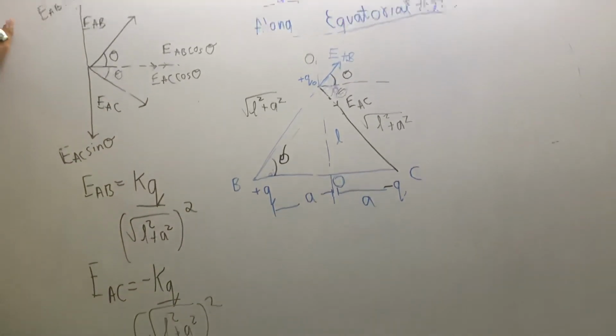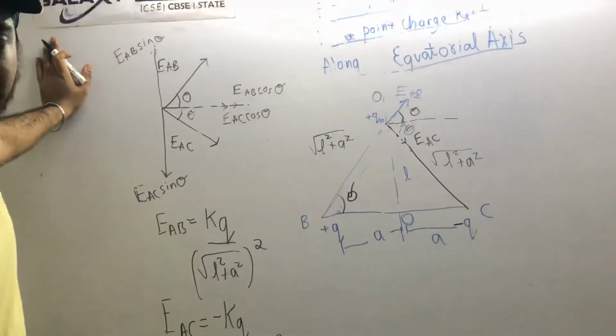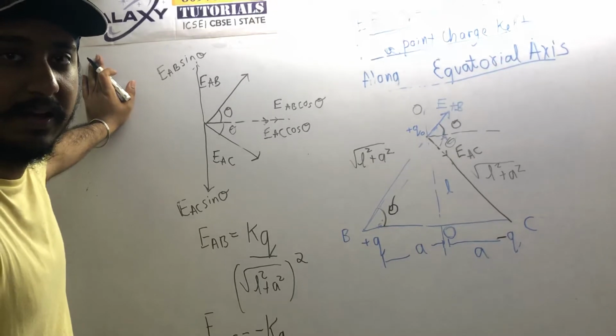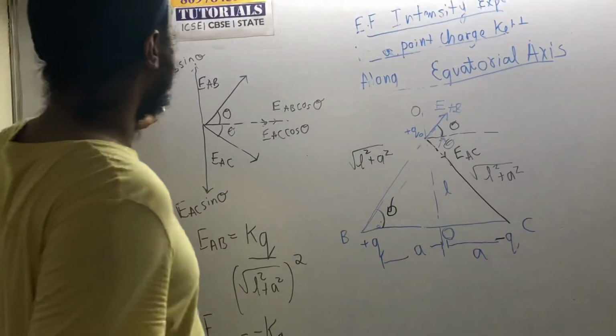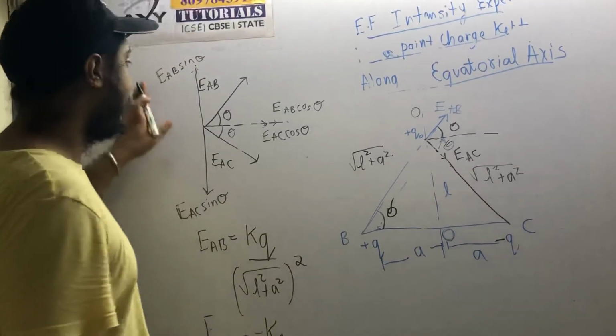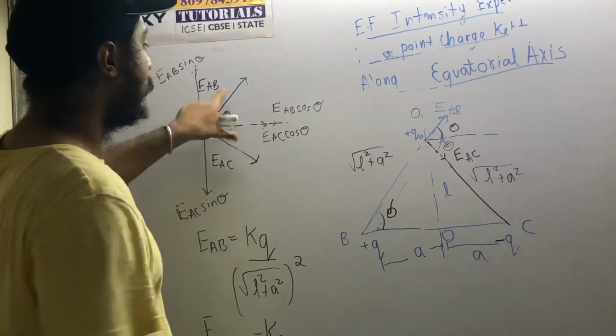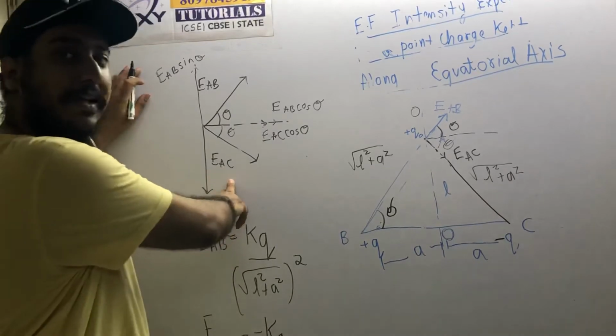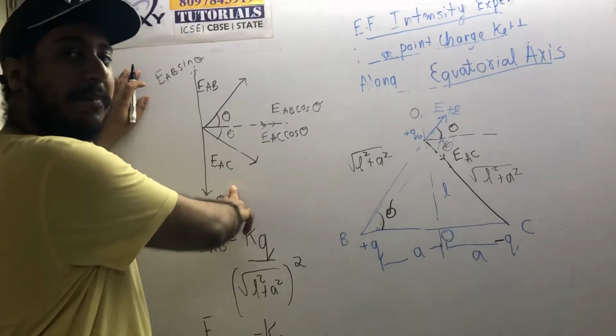But they are acting in opposite directions. So what will happen? They will cancel each other. So the net effect will be only due to these two components. These two will cancel each other because they are of the same magnitude.